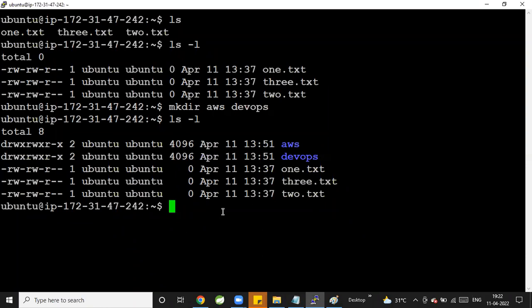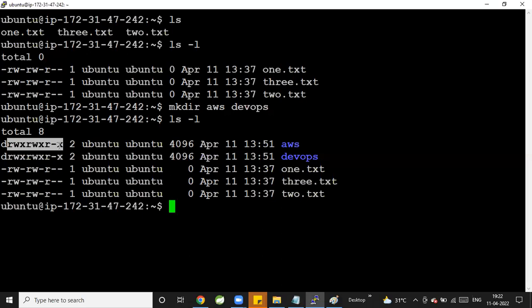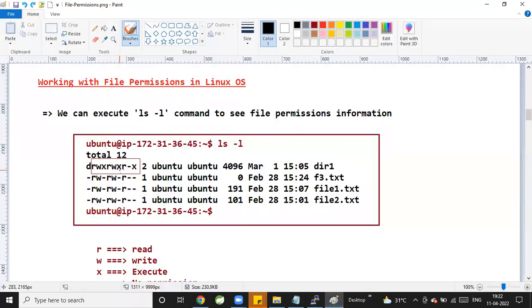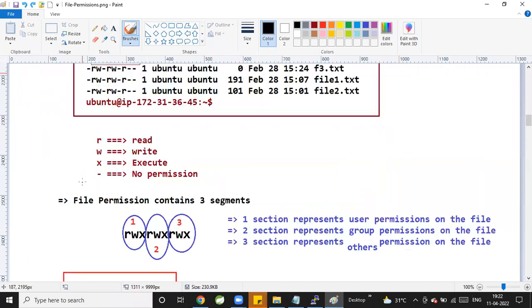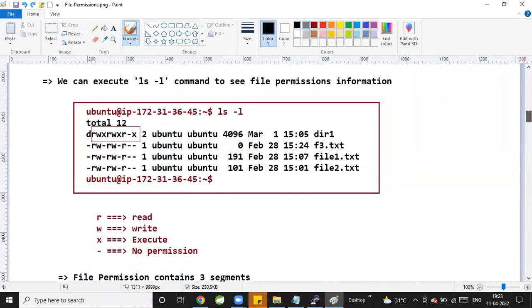Are you guys clear with my point? Now, after the first character, can you see here RWX, RWX, R-X? Can you see something here? RWX, RWX, RWX. That is called file permission. R represents read permission, W represents write permission, X represents execute permission.